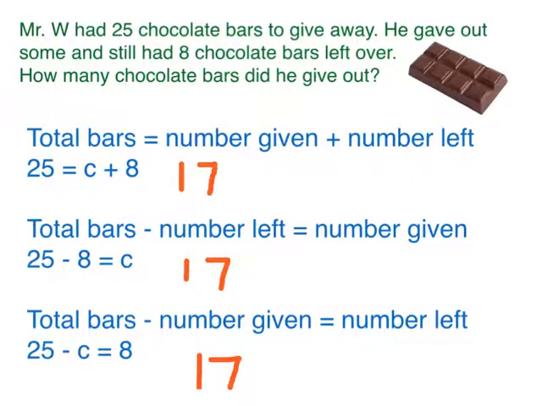So as you can see, it doesn't matter which equation you use, and you don't have to use all three. You could just pick the one that works for you. But all of these equations work and give you the correct answer, 17. So to answer the question, how many chocolate bars did Mr. W give out? The answer is Mr. W gave out 17 chocolate bars.